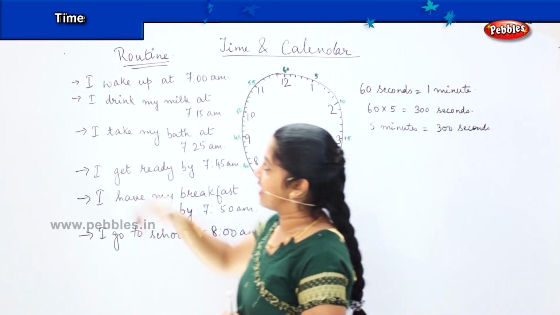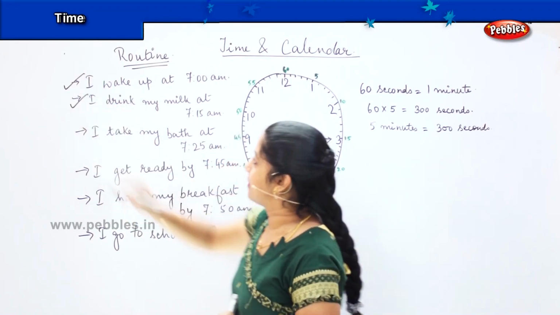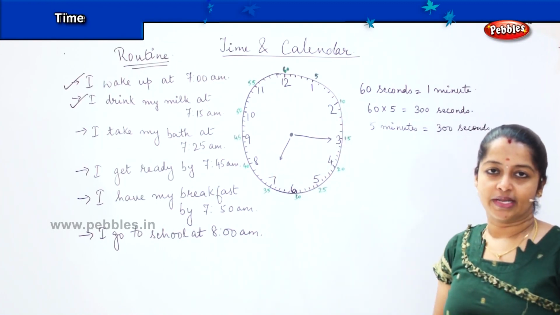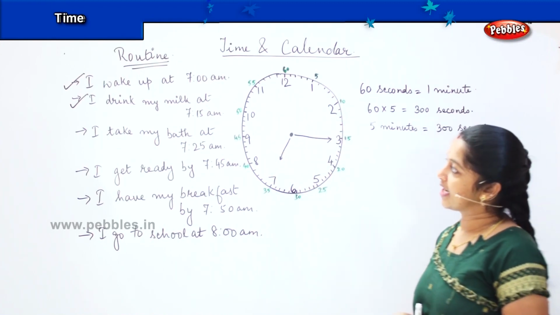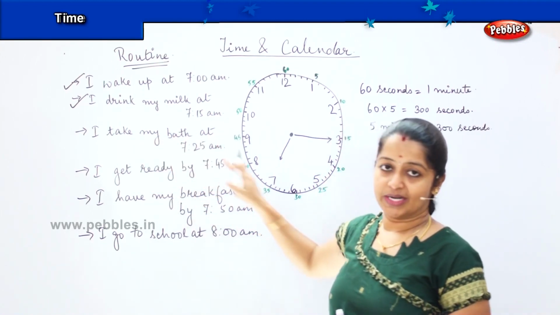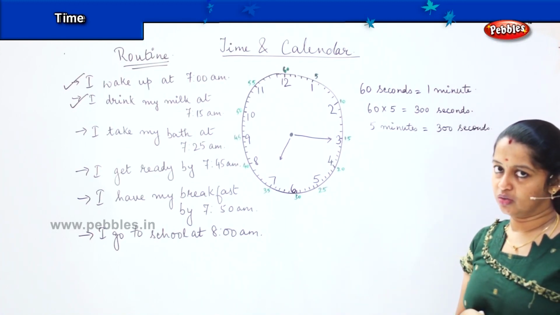So how many routines have we completed? I woke up, then I finished drinking my milk. So 7:15 I have completed drinking the milk. What is the next schedule saying? I take my bath at 7:25. So children, just see and tell me where the big needle should go now.